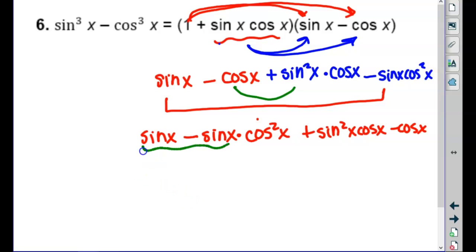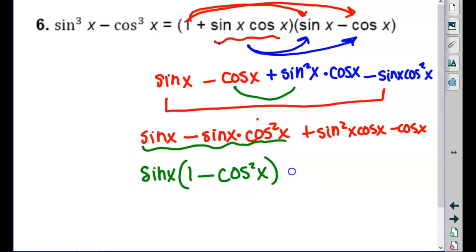What can I take out of these first two? Sine. What would be left if I took a sine out of both of those? 1 minus cosine squared. Yes? Plus, what can I take out of these two back here? Cosine. And left will be a sine squared minus 1.